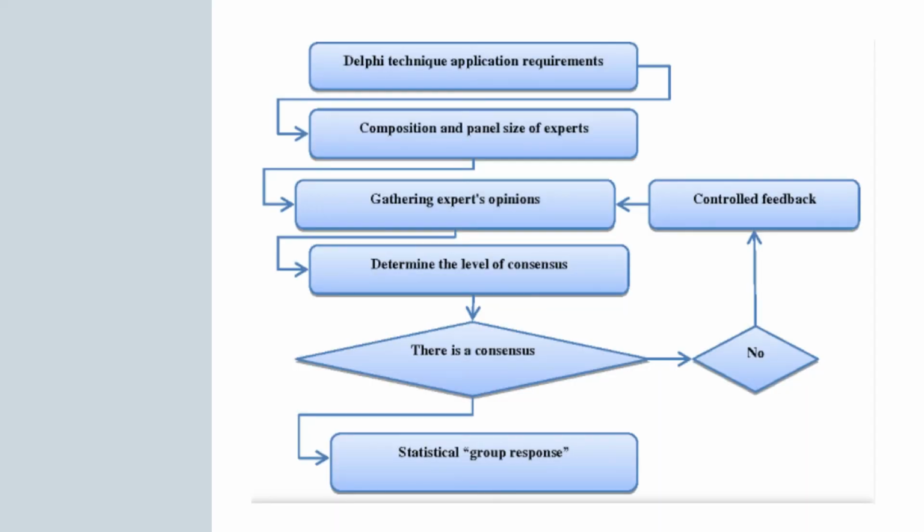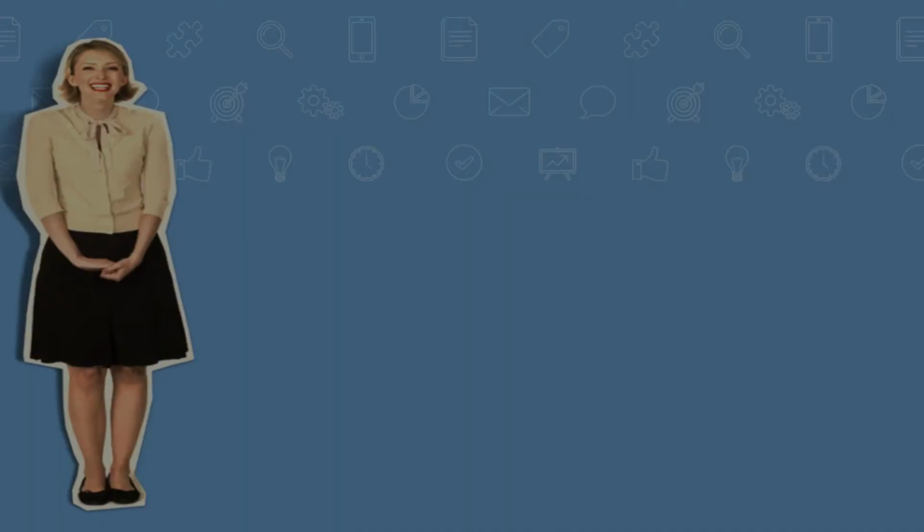Another might be using, for example, the Delphi technique application requirements. So composition of panel size of experts, then gathering of the experts' opinions, then determining the level of consensus. Then if there is a consensus, then the statistical group responds. So again, this is an example of a diagram used in a qualitative study.